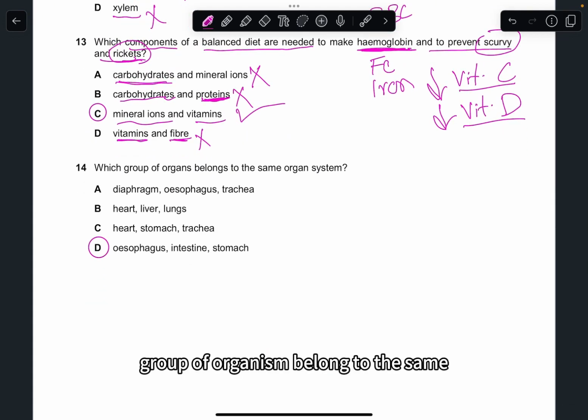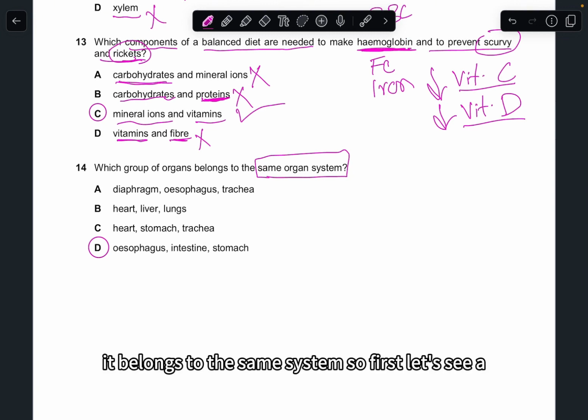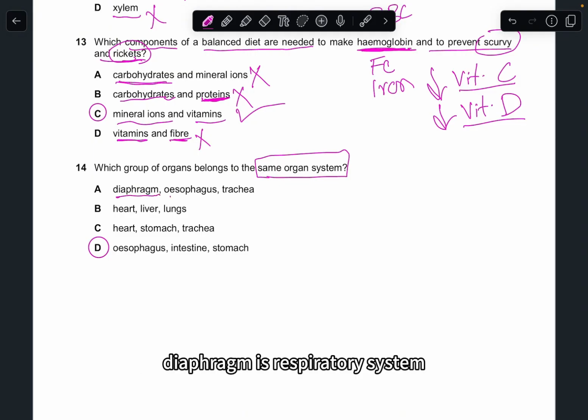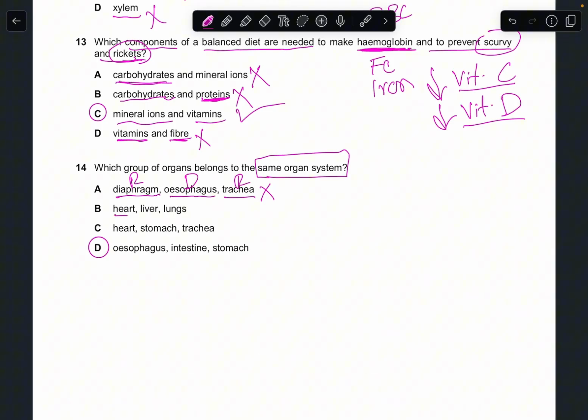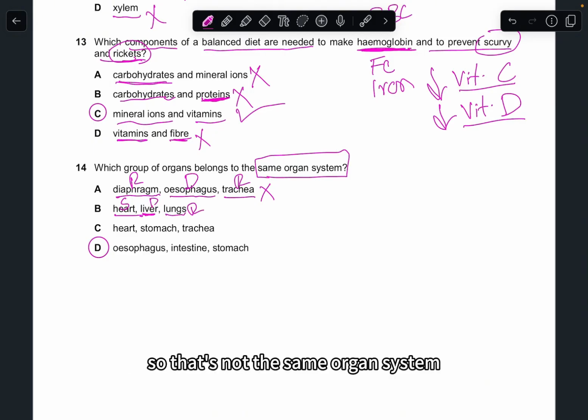Which group of organs belong to the same organ system? So this is a question about the organ system. So remember, in an organ system, the organs should belong to the same system. So first, let's see A. Diaphragm is respiratory system, esophagus is digestive system, and this is respiratory system. So wrong. Heart is circulatory system, liver belongs to digestive, and lungs respiratory. So that's not the same organ system.